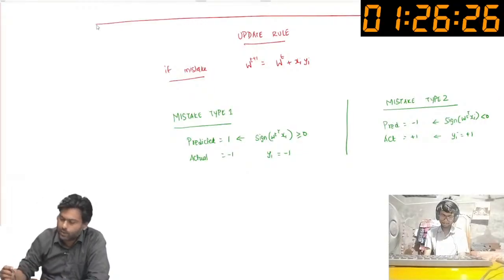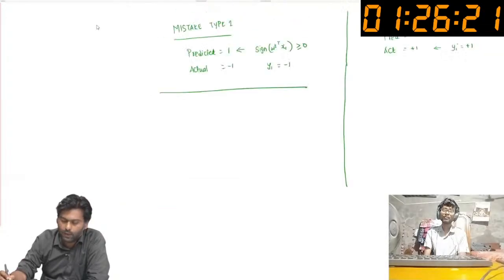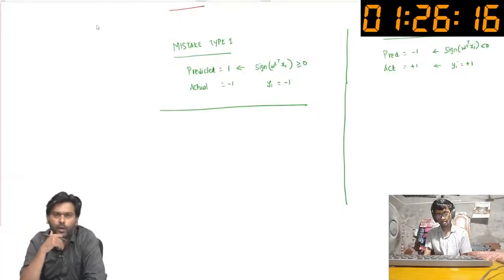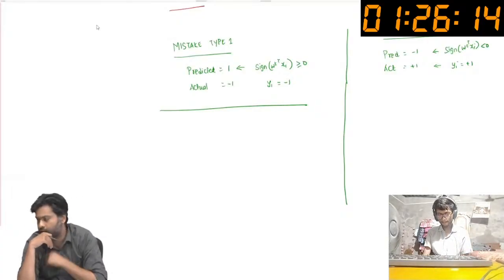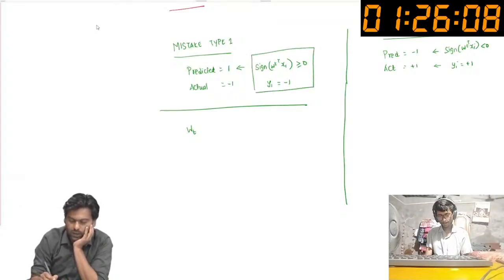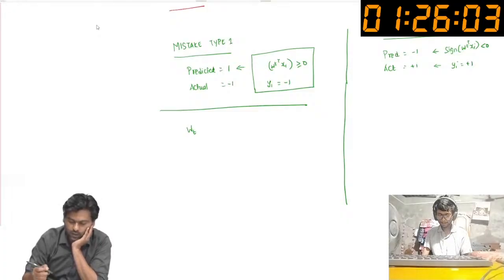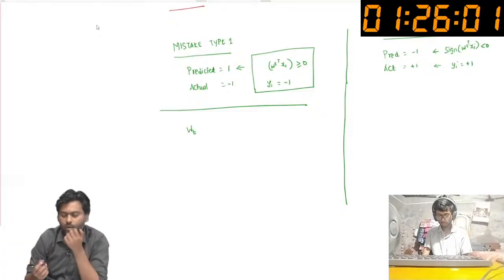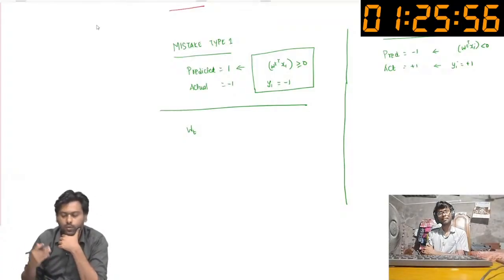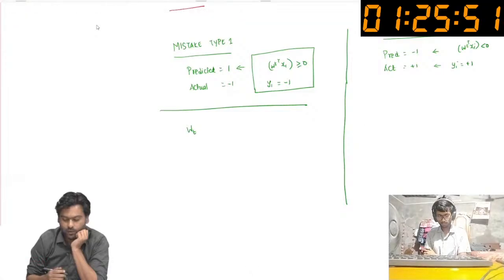Okay, so let's analyze mistake type 1. The algorithm is predicting 1, but the actual point label says -1. So you had a WT where this condition happened: WT transpose Xi is greater than or equal to 0, but Yi is -1.